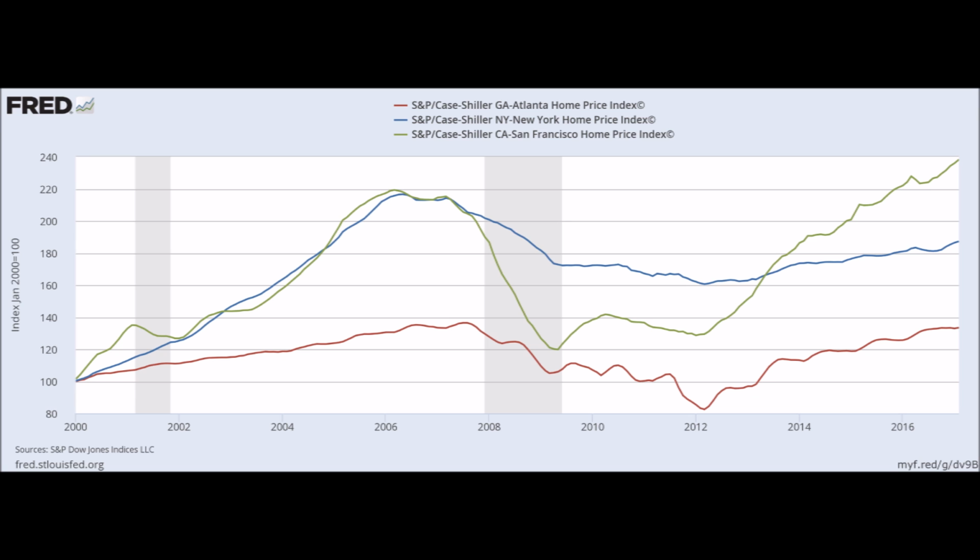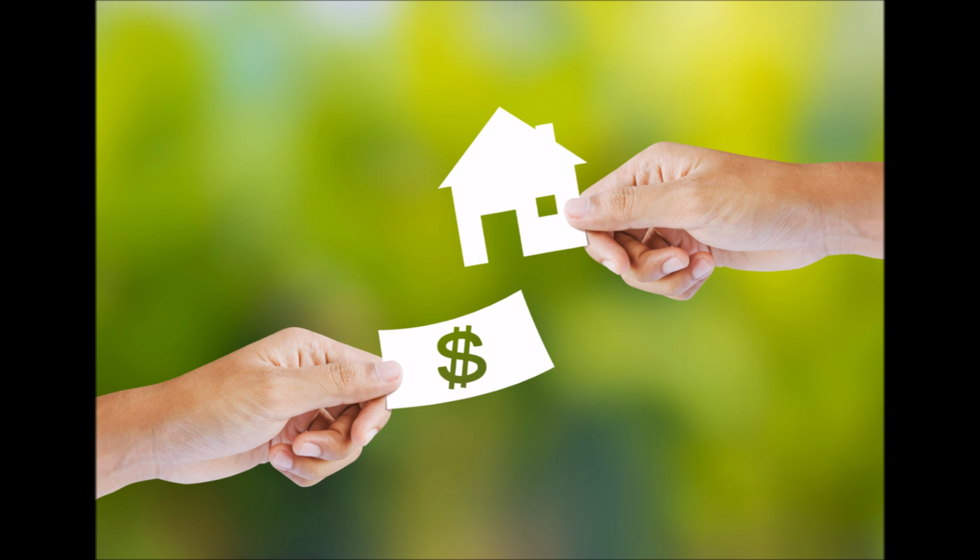Based on mean growth, it appears as though New York and San Francisco's home markets are doing much better than Atlanta's. So maybe you're thinking about buying a house, either to live in or to invest in order to make a profit later down the road.